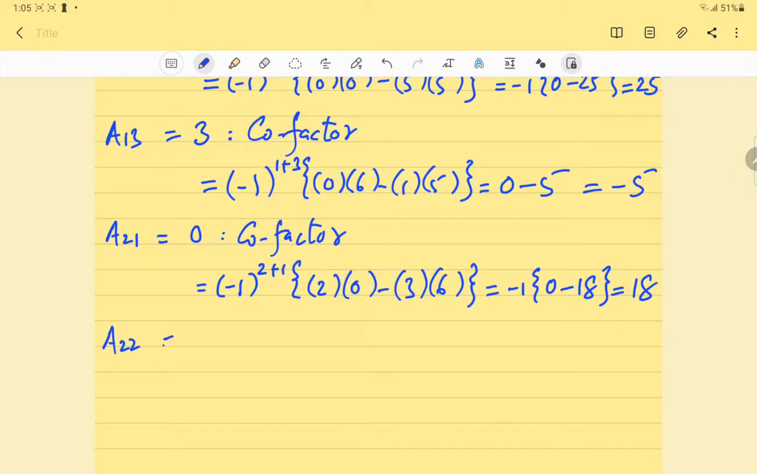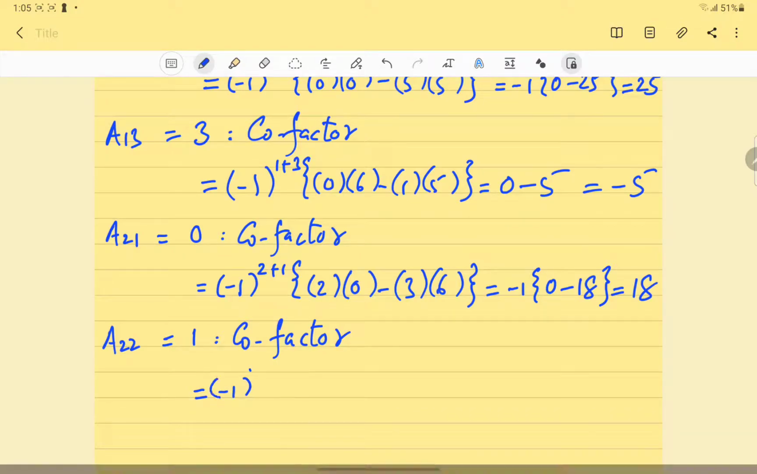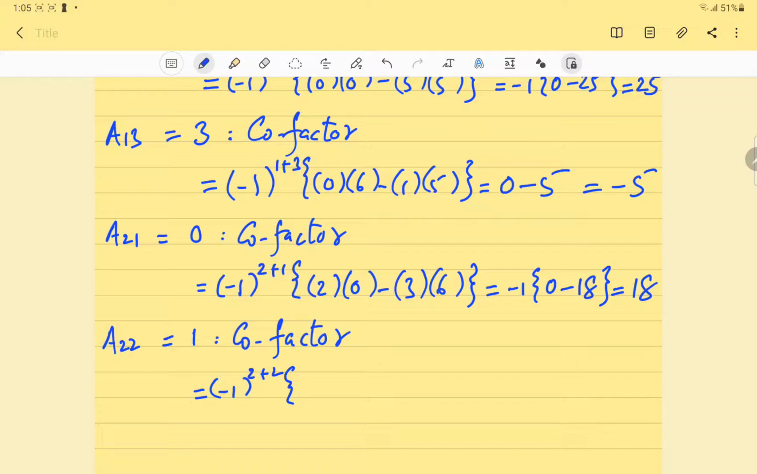Then we go to a22. a22 is equal to 1. So the cofactor is equal to minus 1 raised to power 2 plus 2 into 1 into 0 minus 3 into 5. Minus 1 raised to power 4 is plus 1. 0 into 1 is 0, 5 into 3 is 15. So minus 15 into 1 is minus 15.